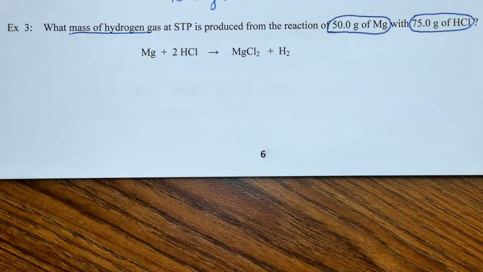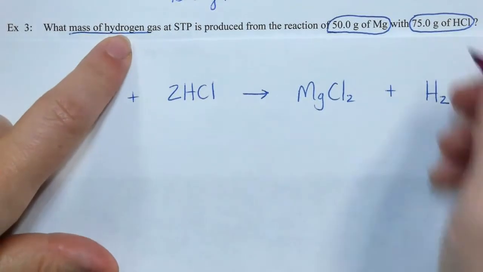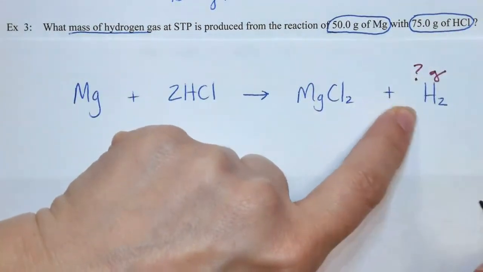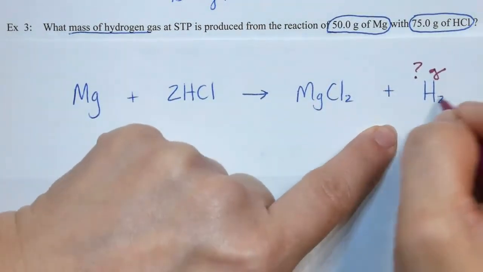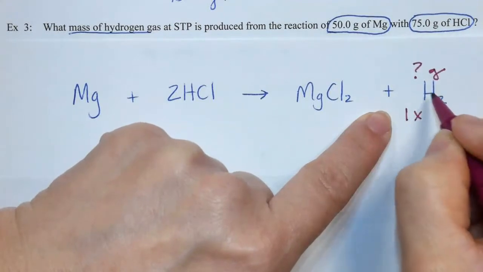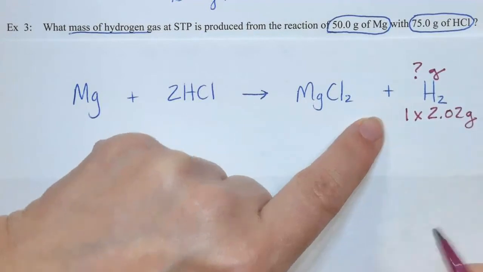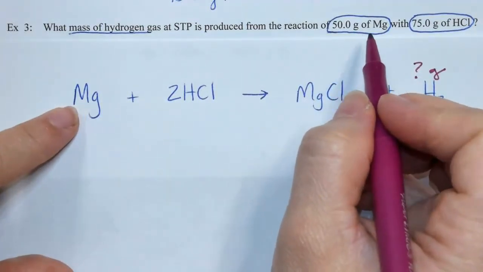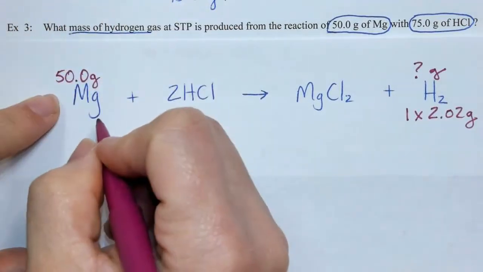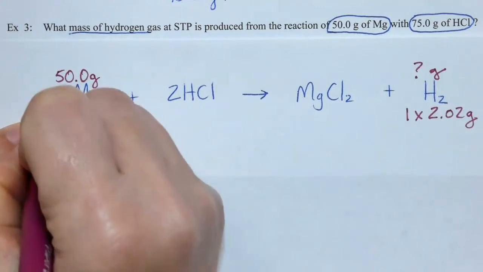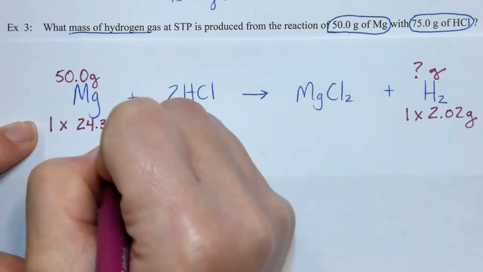So I've rewritten the equation below, and now I'll identify what we're trying to solve for. We're looking for the grams of hydrogen, and this is balanced, 1, 2, 1, 1. So below it, I'm going to put the coefficient times and go find the mass of H2 on the periodic table, which is 2.02 grams. Over here, I am given 50.0 grams of magnesium, so I'm going to put 50.0 grams for magnesium, and then underneath it, I have to put the coefficient times its mass from the periodic table, which is 24.31 grams.